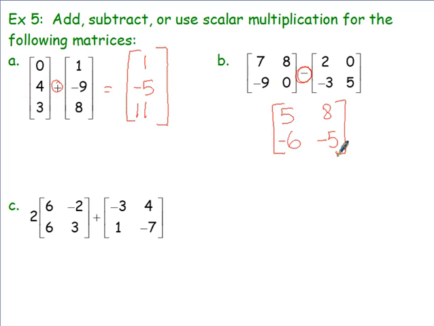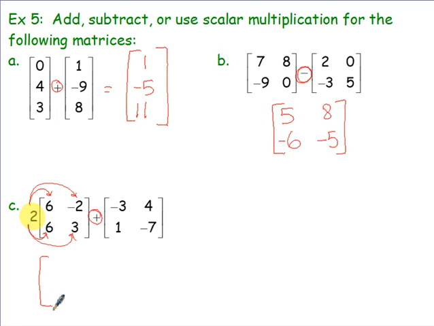Now let's look at C. What do you notice about C? Well, you do see that it's an addition problem. However, we have a 2 here. That's an example of a scalar. Okay, we're going to distribute. And of course, in math, what comes first, multiplying or adding? Well, multiplying does. So we're going to multiply 2 to every single number.